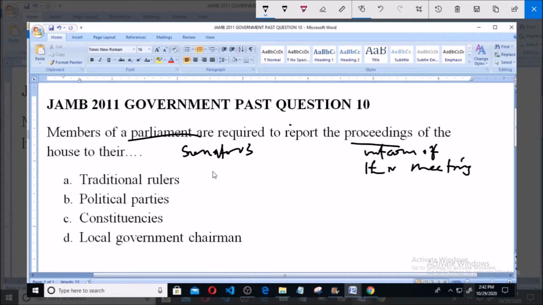A, traditional rulers. B, political parties. C, constituency. D, local government chairman.